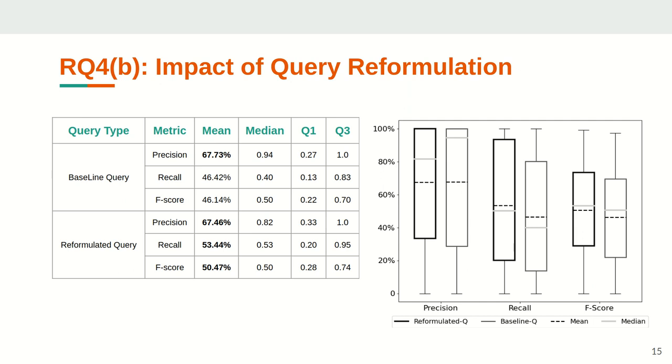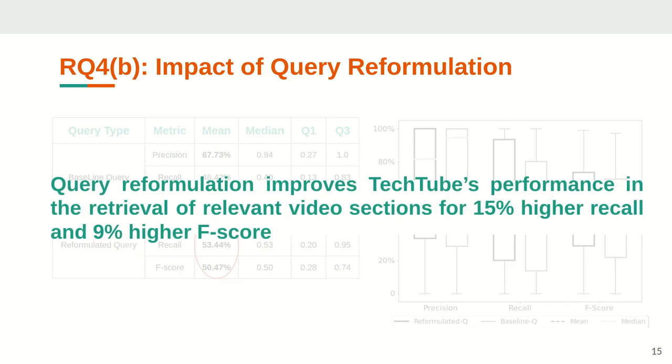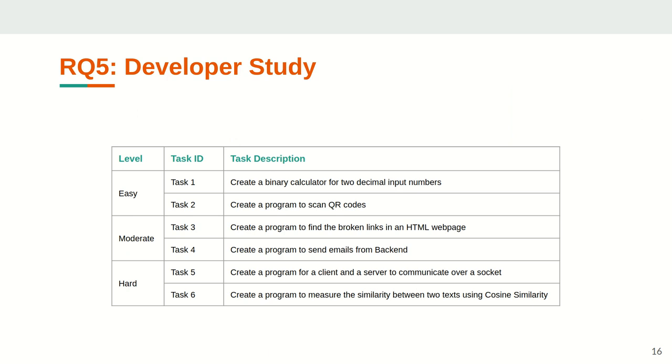The query formulation and the baseline query methods on average retrieve the relevant video fragments with similar precision, which is 67%. However, the query formulation approach provides 53% recall and 50% F-score, which outperforms the baseline query with 15% higher recall and 9% higher F-score.